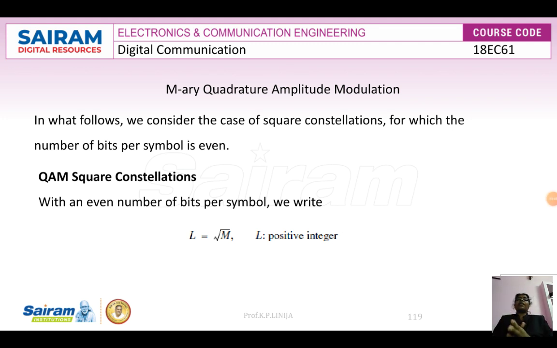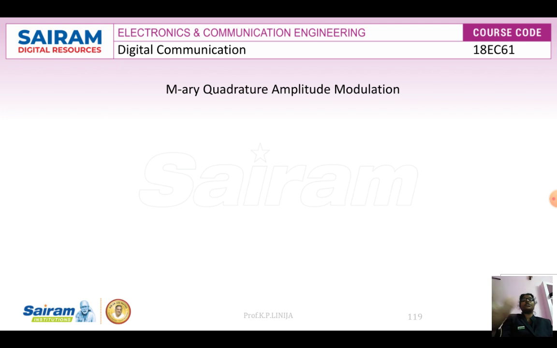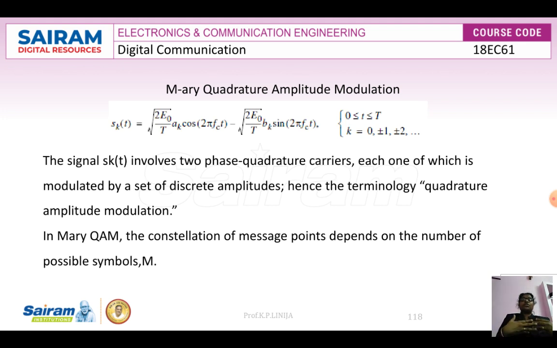While comparing with binary phase shift keying, that is BPSK, and QPSK, we have discussed M-ary PSK. That means BPSK has 2 symbols, QPSK has 4 symbols, and M-ary has M possible symbols. But why did we name it M-ary quadrature amplitude modulation? In the sense that there are two phase quadrature carriers, each one of which is modulated by a set of discrete amplitudes. Hence we call it quadrature amplitude modulation.